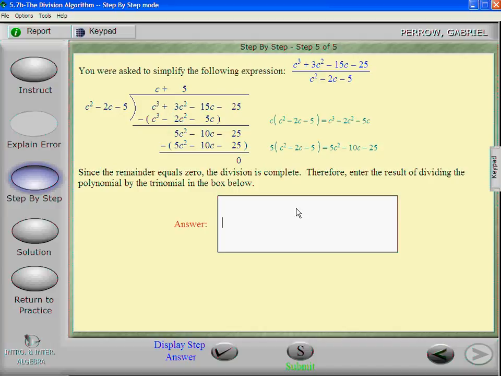And so what that means is that we can enter in our final answer now with a remainder of 0. The final answer is just going to be what you see up there, c plus 5. Okay, so keep in mind sometimes you'll end up with answers that have a remainder other than 0, and you're going to have to know how to express that in the answer, and we'll do one of those examples coming up so you can see how that works.